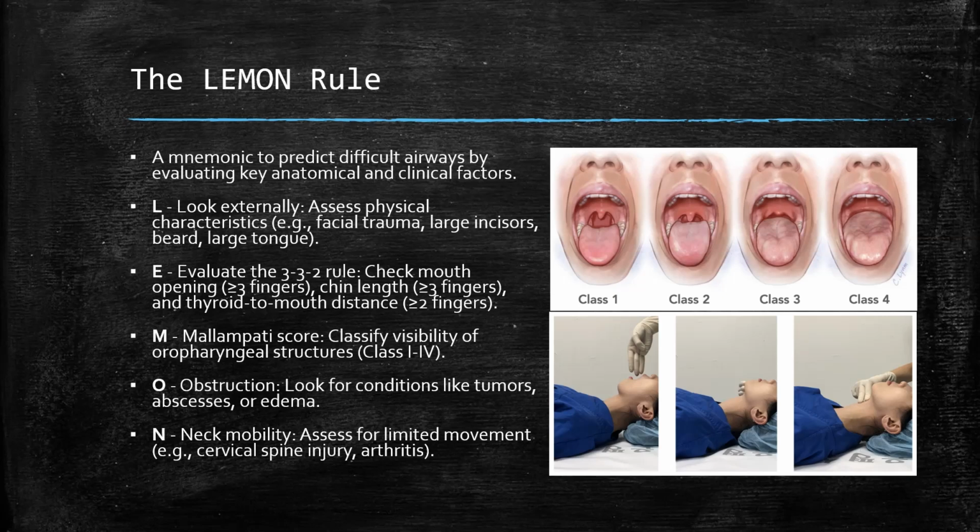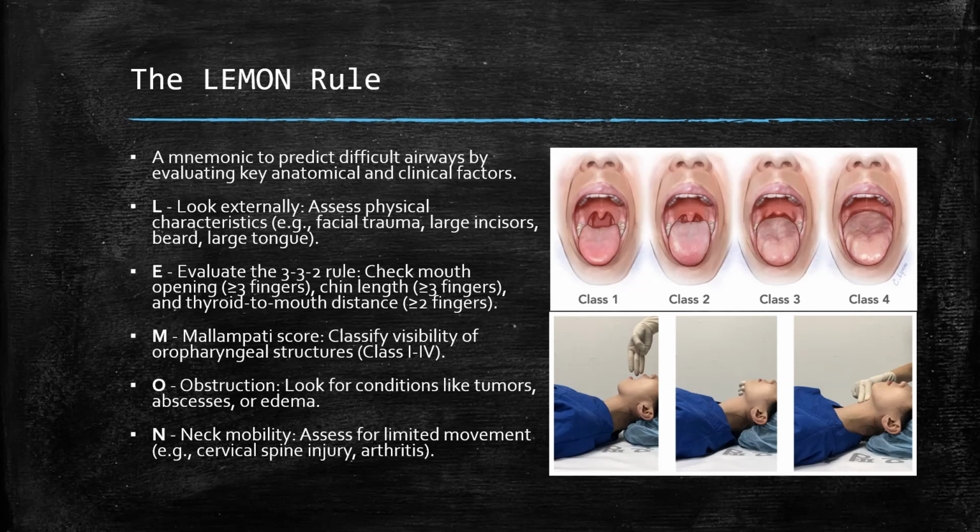E. Evaluate the 3-3-2 rule. This is a simple bedside test using the patient's own fingers to measure airway proportions. Mouth opening. Can they fit 3 fingers vertically between their incisors? Less than 3 suggests limited access for the laryngoscope.